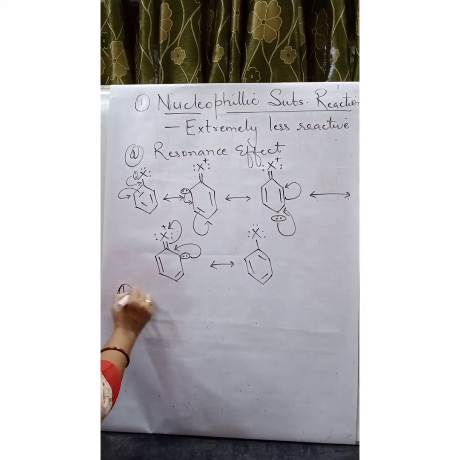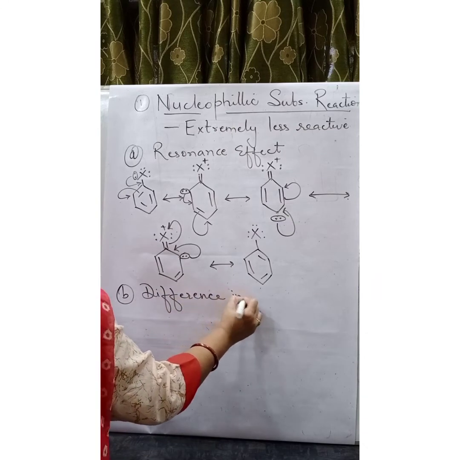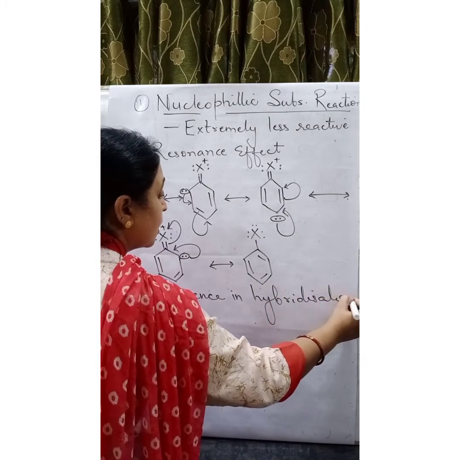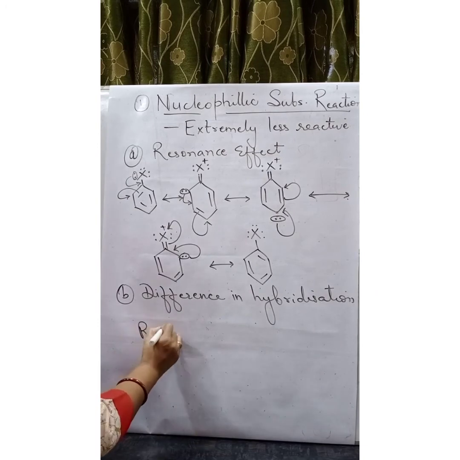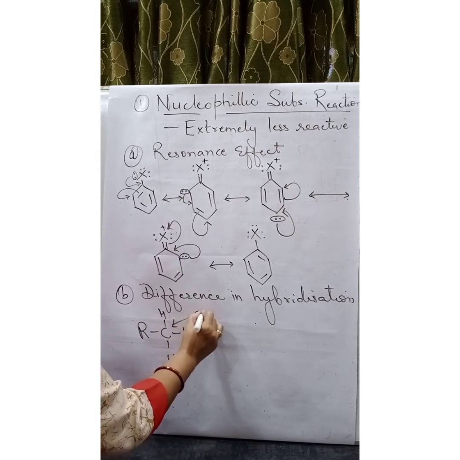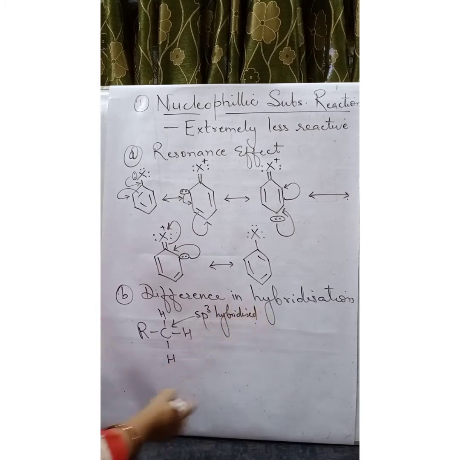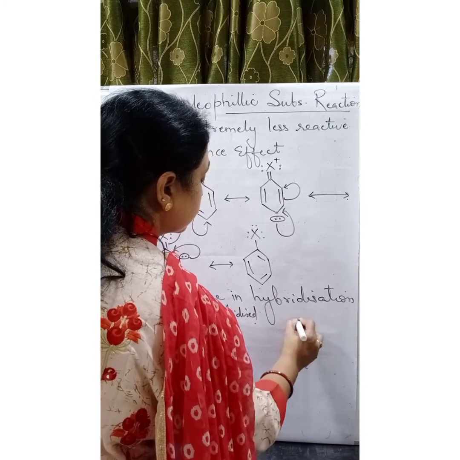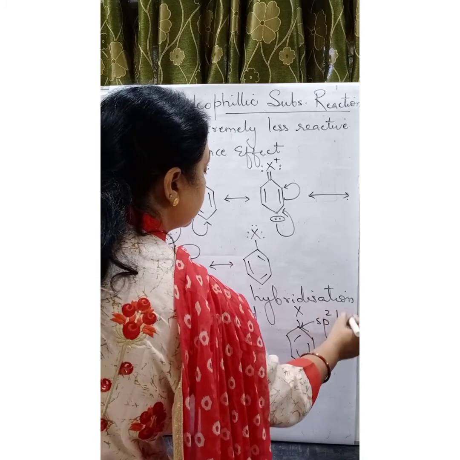Secondly, there is a difference in hybridization of the carbon atom. If you consider an alkyl halide, the carbon atom is sp3 hybridized. But in case of haloarene, the carbon atom here is sp2 hybridized.